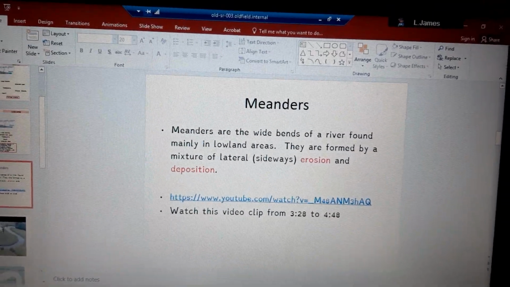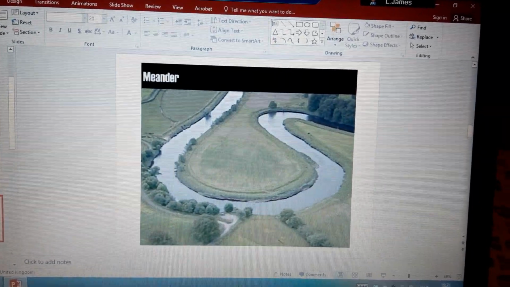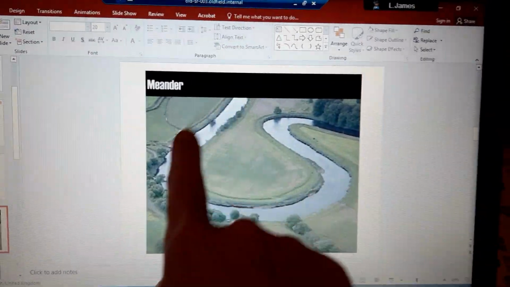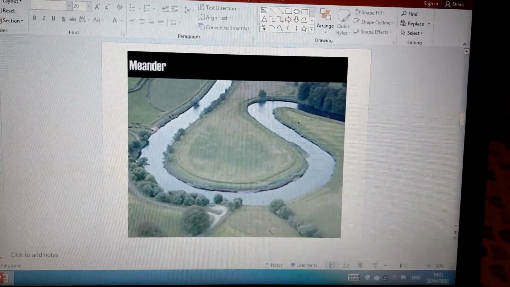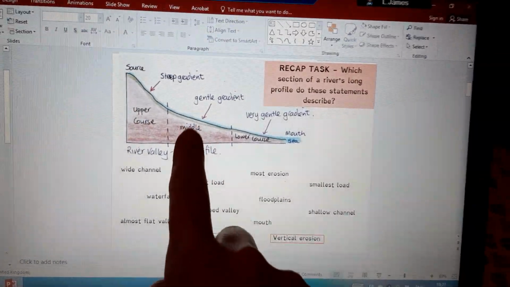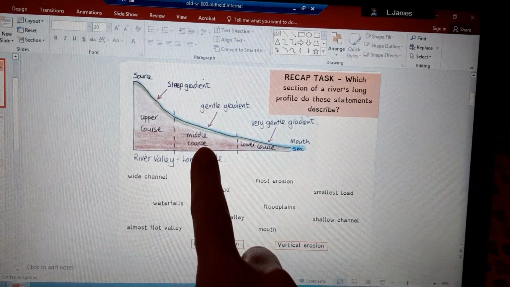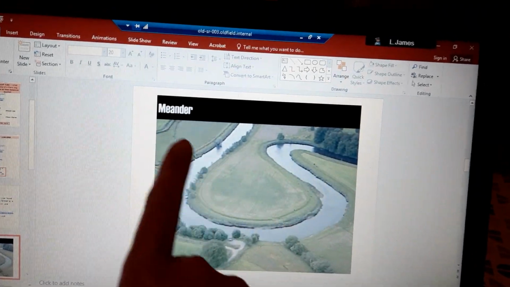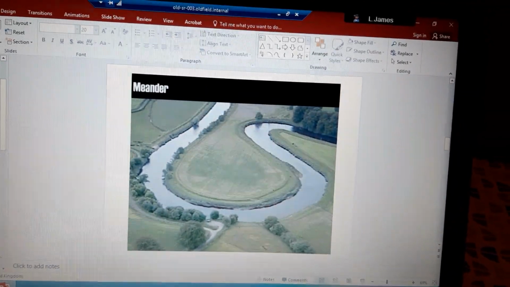So what is a meander? This is a meander. It's a bend in a river. The fancy name for it is a meander, a big bend in the river like this. These are usually found in the middle course of a river, where it's starting to get wider and the land on either side of the river, the valley, is getting flatter.